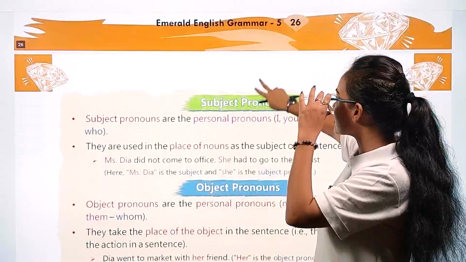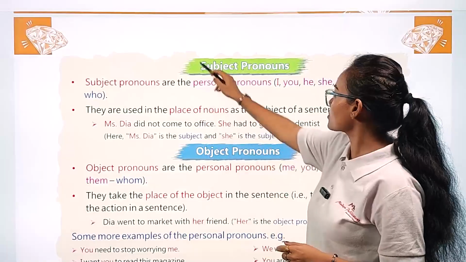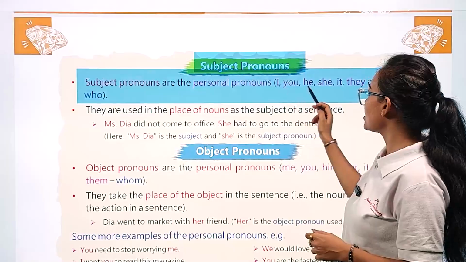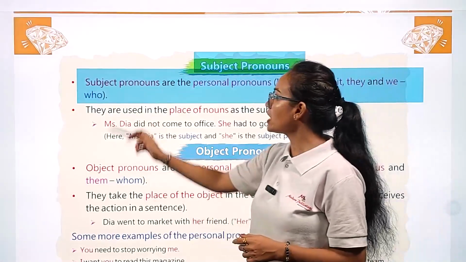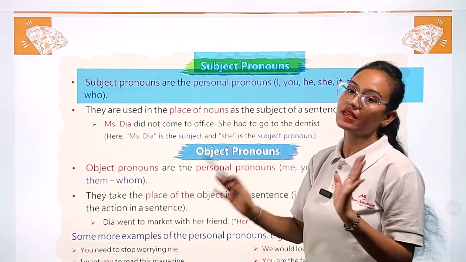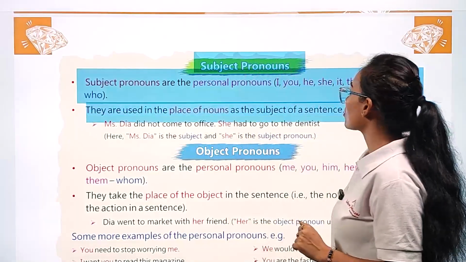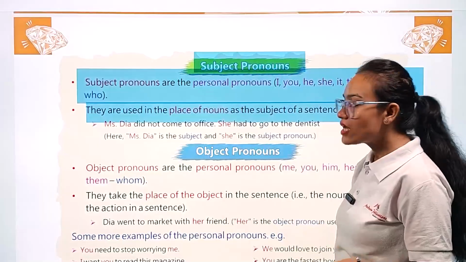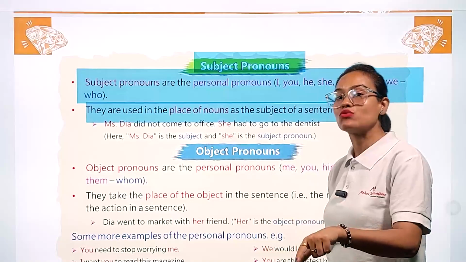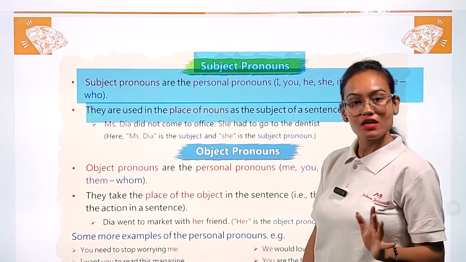Now we are going to see the subject pronoun. After personal pronoun, we also have subject pronoun. Now what is the meaning of subject pronoun? Let's see. Subject pronouns are the personal pronouns I, you, he, she, it, they, and we. Subject pronouns are usually personal in nature. They are used in the place of noun as the subject of the sentence.